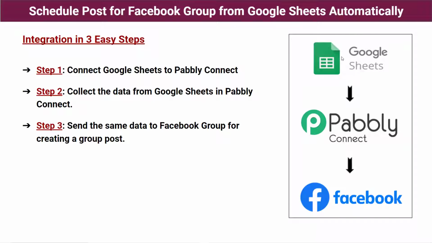You're going to send the data from Google Sheets to Facebook in just 3 easy steps. Step 1, connect Google Sheets to Pabbly Connect. In the first step, first of all, you are going to log into Pabbly Connect and afterwards you are going to integrate Google Sheets and Pabbly Connect. In the second step, you collect the data from Google Sheets in Pabbly Connect. So you have the data of the festivals in Google Sheets. Now data of those festivals should be made available in Pabbly Connect. Then step 3, send the same data to Facebook group for creating a group post.